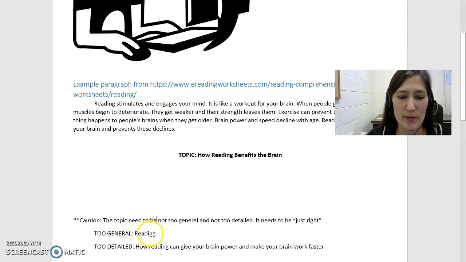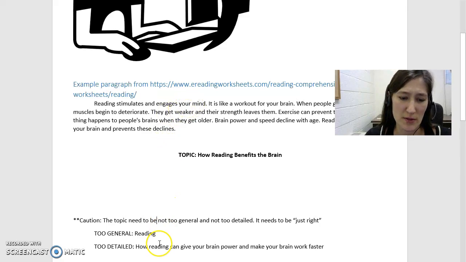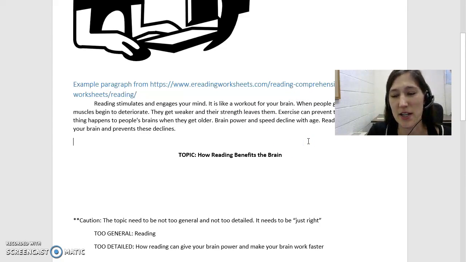So if you said that the topic was just reading, that's too general. That's too big, right? This paragraph is not just about reading. It's about how reading helps the brain. So we need a little bit more than just reading. And if you said something like how reading can give your brain power and make your brain work faster, that's too small. That's one detail, right? Because it says in the paragraph that reading gives brain power and gives speed, but those are details. So we don't want the details in the topic. That would be too small, too detailed.